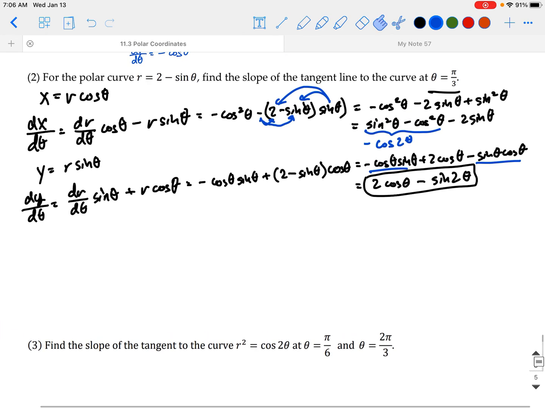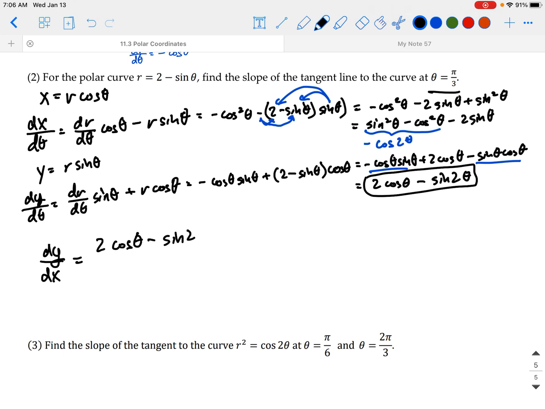All right, so let's go ahead and find dy dx at theta equals pi over 3. So dy dx is going to equal our dy d theta term, so 2 cosine theta minus sine 2 theta over, and then I'll rewrite this as negative cosine 2 theta minus 2 sine theta.